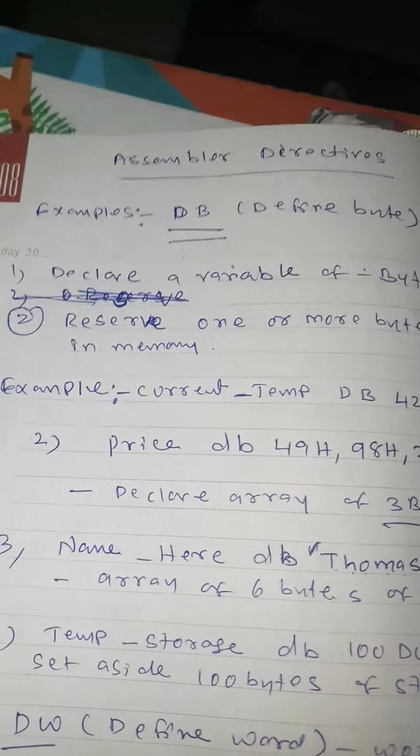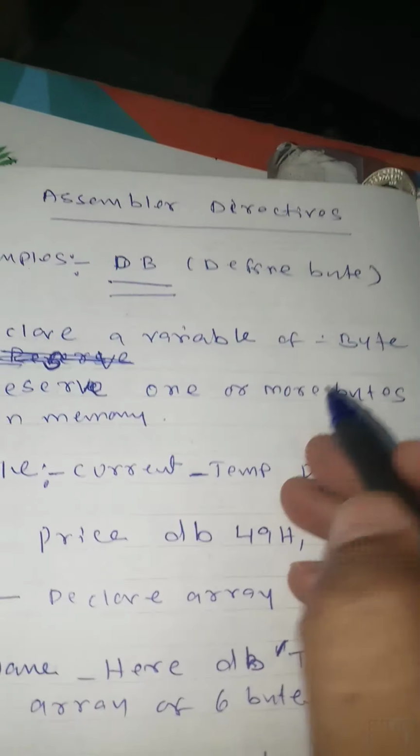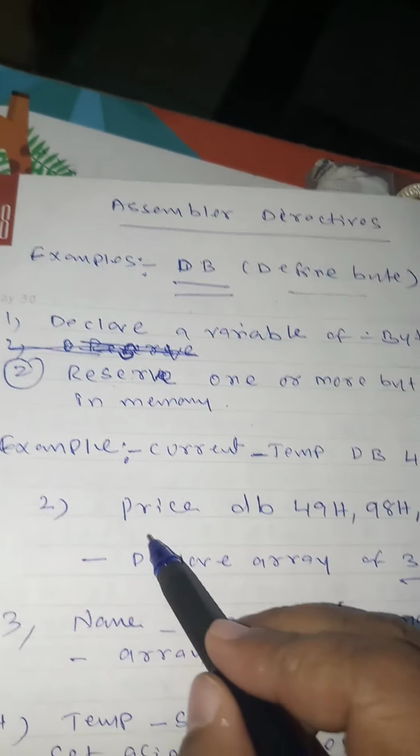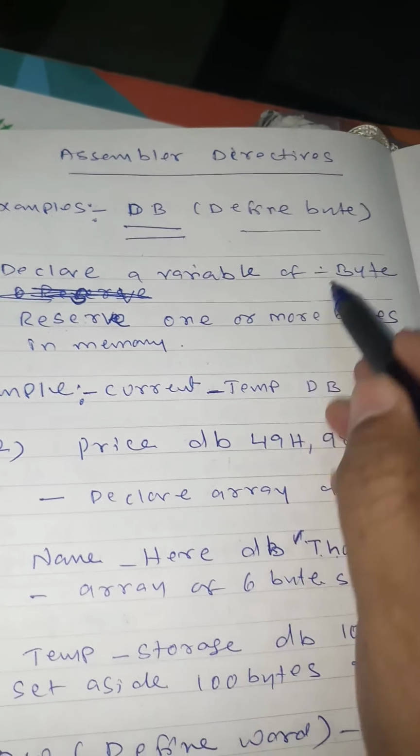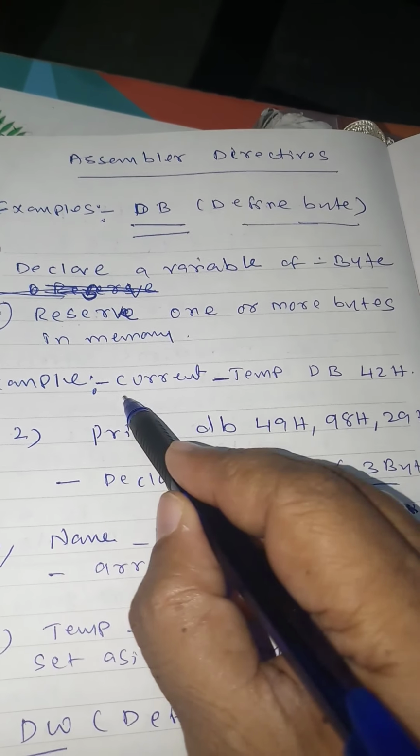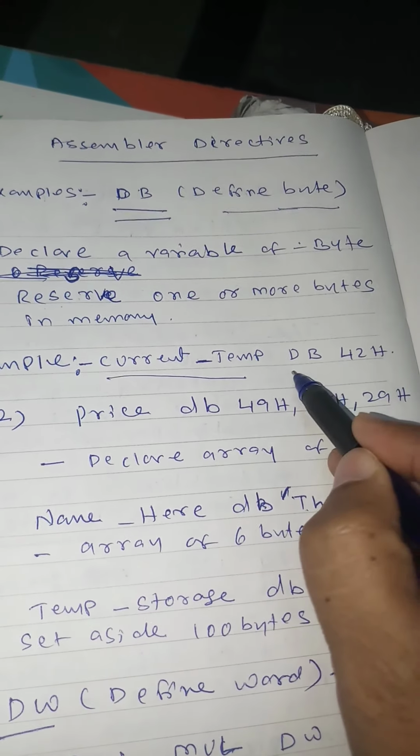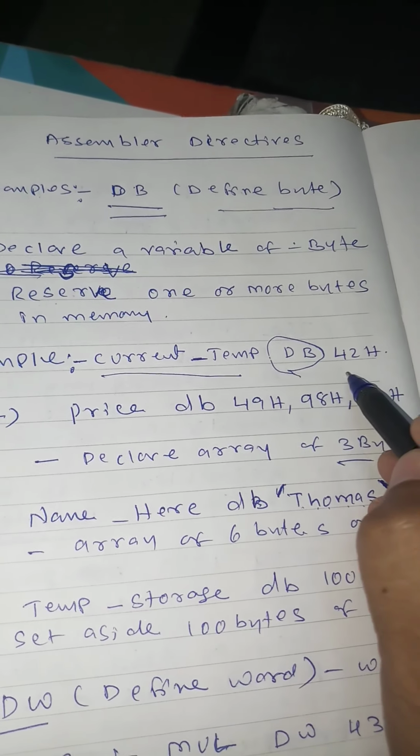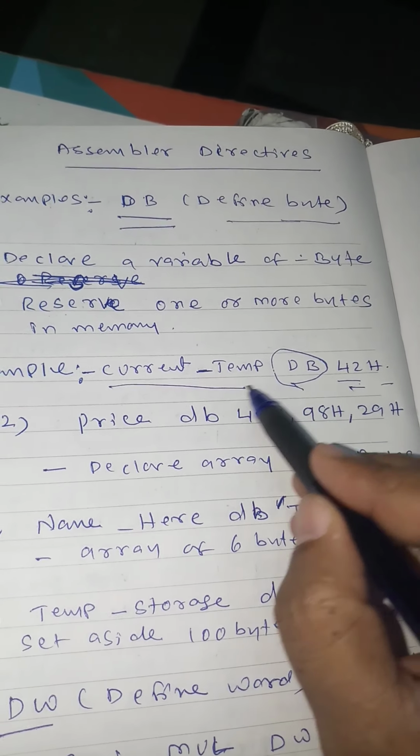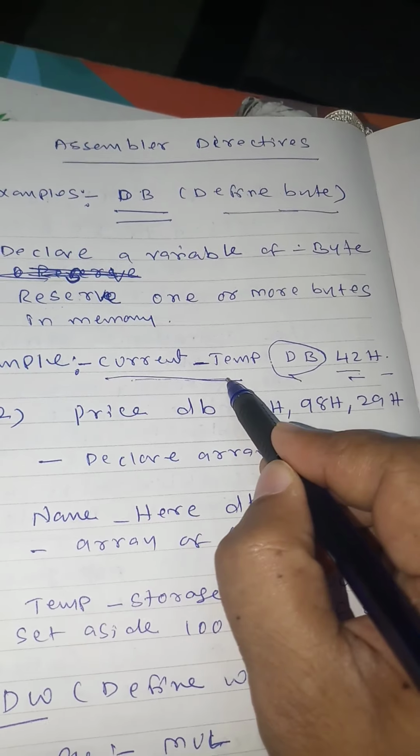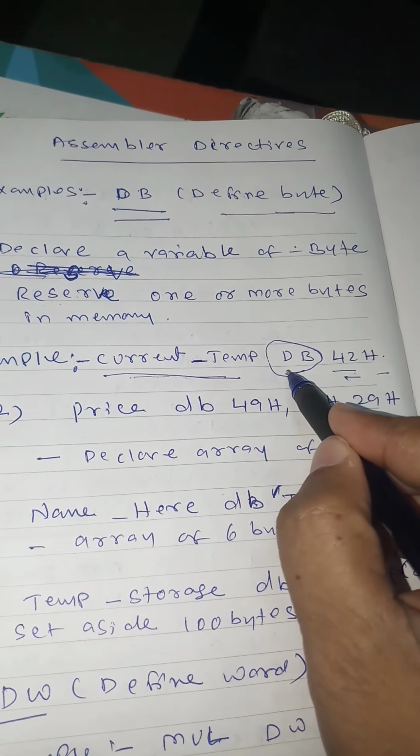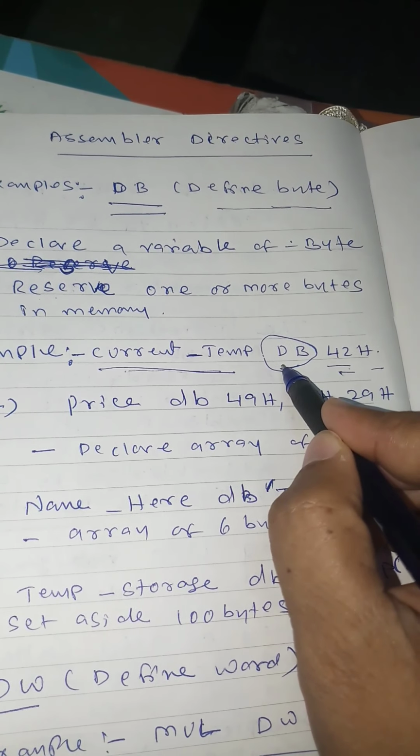So let us see what the different assembler directives are. One of the widely used directives is DB, define byte. The DB reserves 1 byte of memory in the RAM. An example: a variable called current temperature, with the assembler directive DB 42H. So the data 42H has to be stored in a variable named current temperature of size a byte.